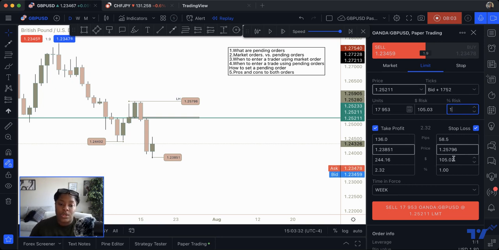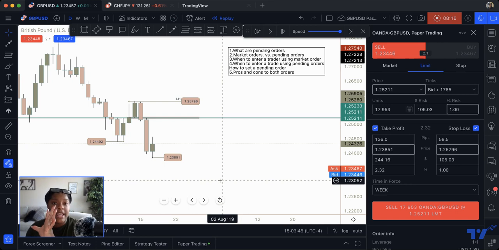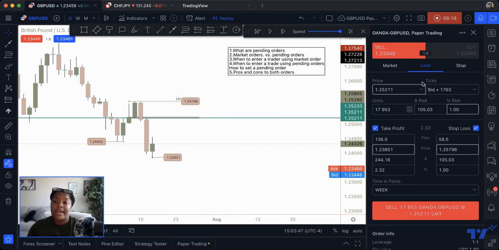Let's say I risk 1% of this demo account. I can risk $105 to gain $244, right? And let's see what happens. So let's say I hit the sell button. You're not triggered into the trade. You're triggered into the executed order. So basically saying, hey, we won't put you into this trade unless price touches your zone.